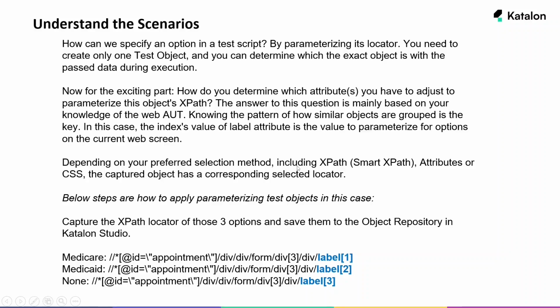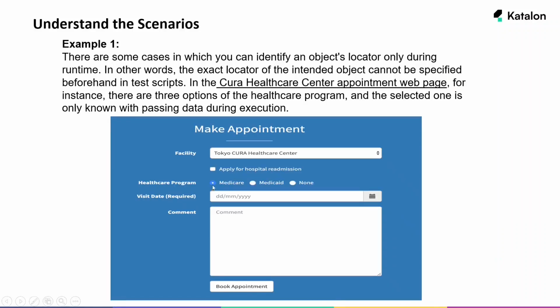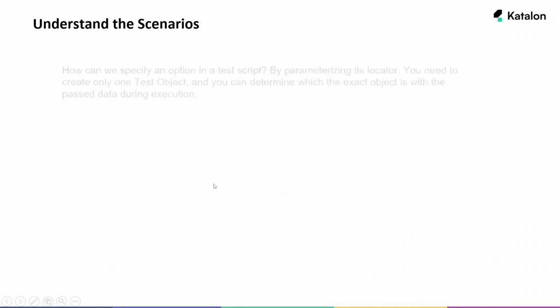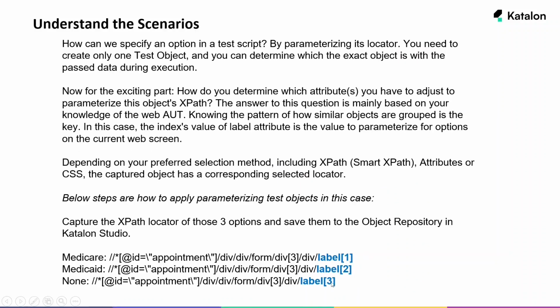What are the preferred selection methods? Either XPath, attribute or CSS. The captured object has a corresponding selected locator. So below steps are how to apply parameterizing test objects in this case. What we are going to do? We are going to capture the XPath locator of these three options. What are these options? The radio buttons we are talking about. We are going to capture the XPath of these three options, analyze the pattern of these XPaths, and we understand that the index value needs to be parameterized for this label attribute.